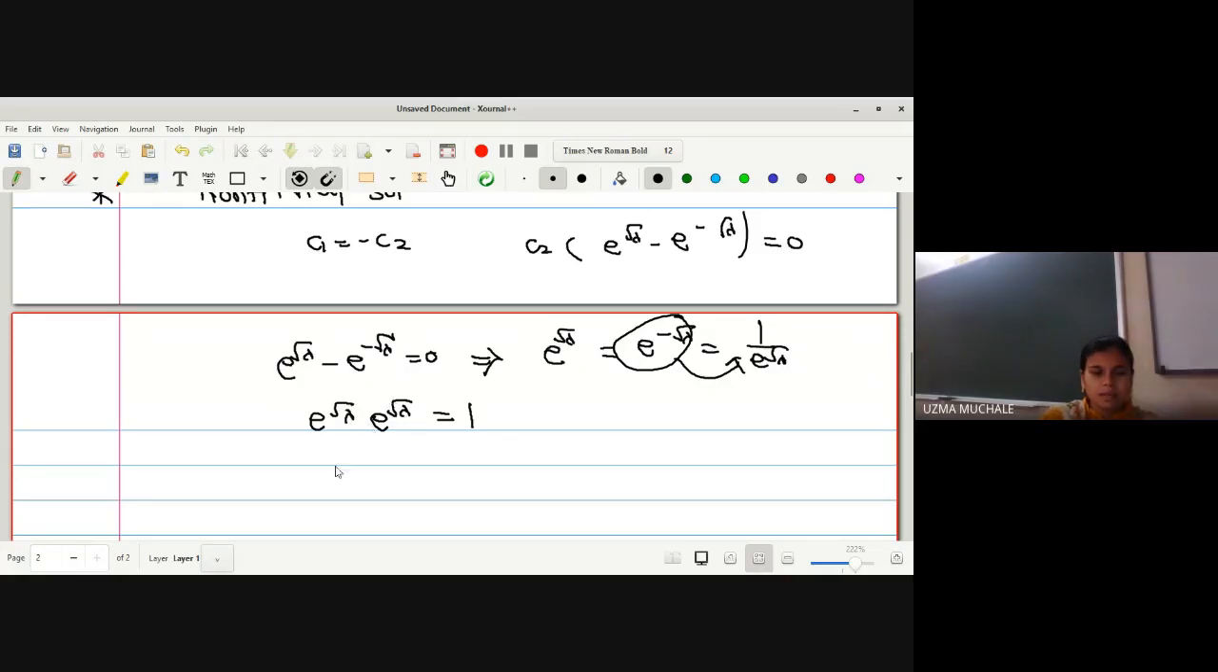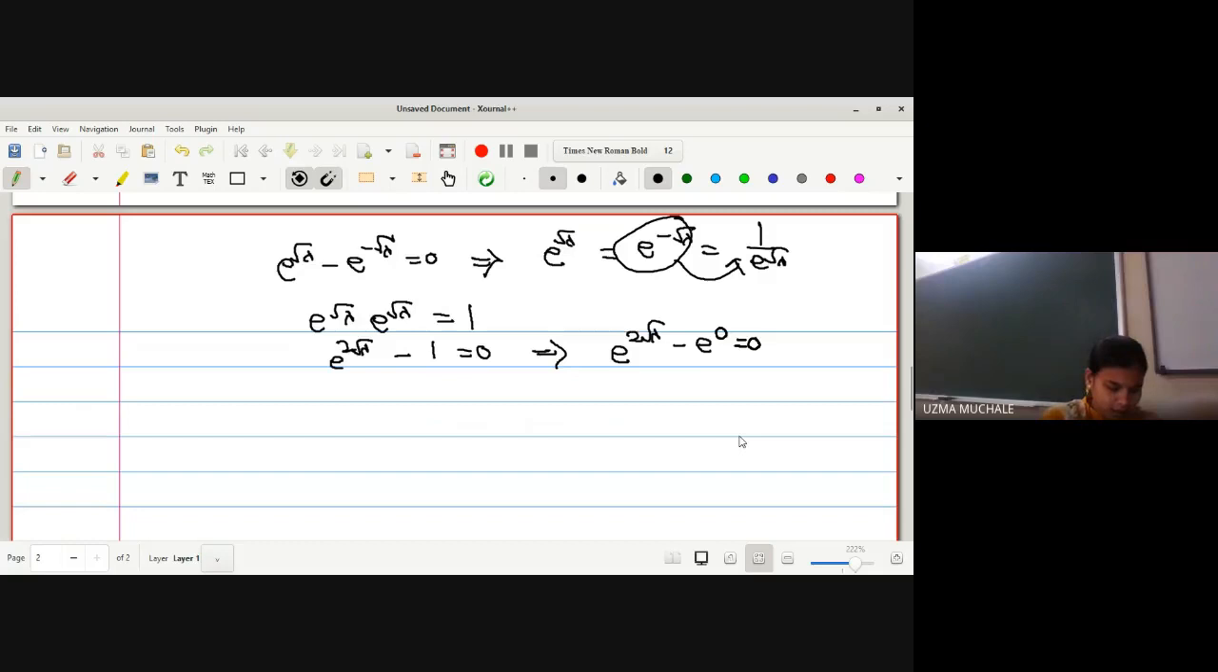So if the powers are same, what we can do is e raised to 2 root lambda minus 1 is equal to 0. This 1 I can write in the form of e raised to 0. Correct? Okay. And now what we have to do is find out the non-trivial solution.